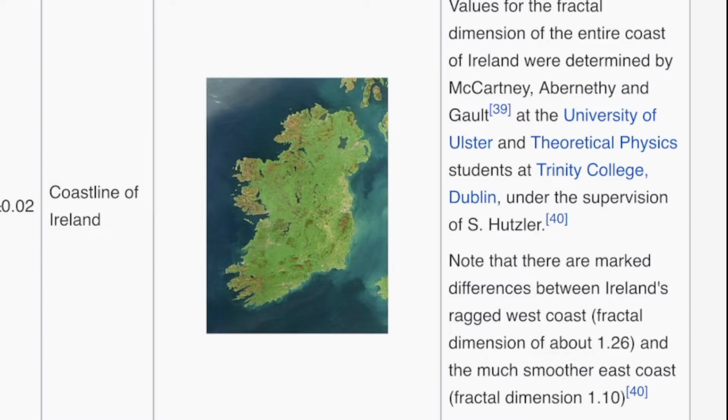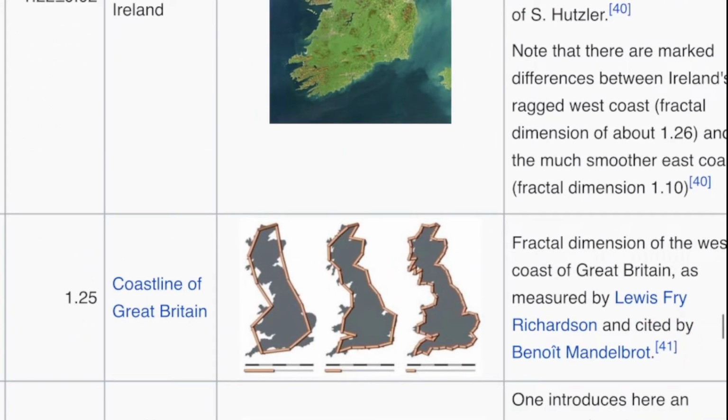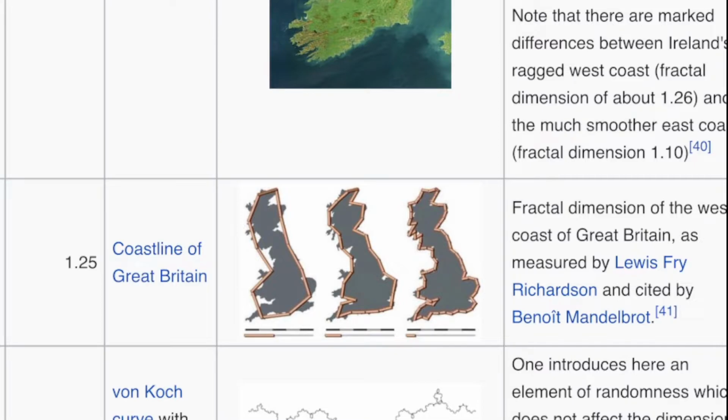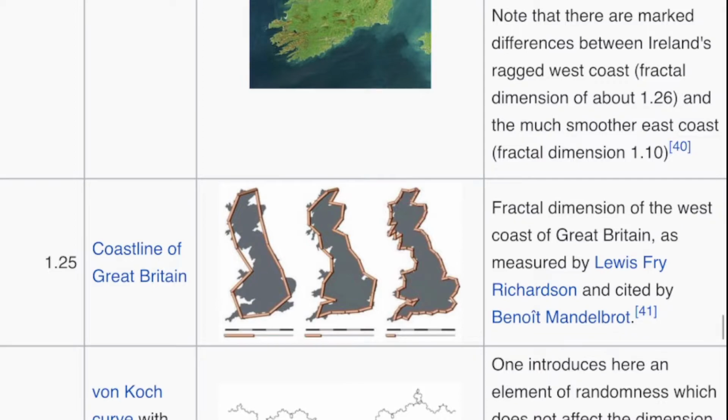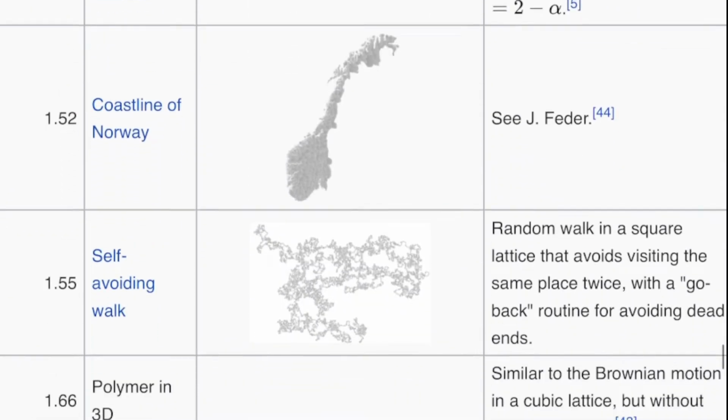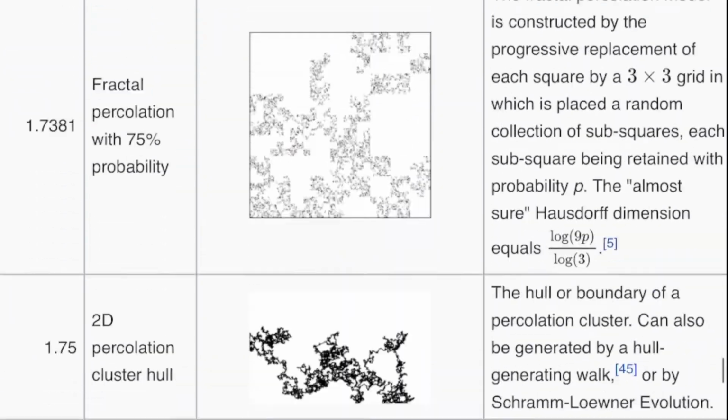Well, yeah. Coastline of Great Britain, this has been studied a lot. Actually, the coastline of Britain was one of the first real-world objects that was analyzed in this way according to fractal dimensions by Mandelbrot, who is one of the big names in this. Here is the coastline of Norway. All right.